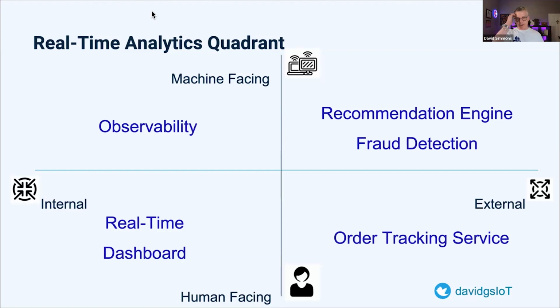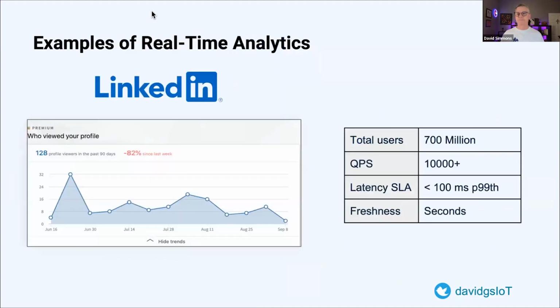And again, external is an order tracking service, something that the end user, the customer, can see. And we'll see this in things like Uber Eats and other applications like that, where that real-time data is not just for the business to look at, but it's also for the customer to see in real time so they can keep up with where their order is.